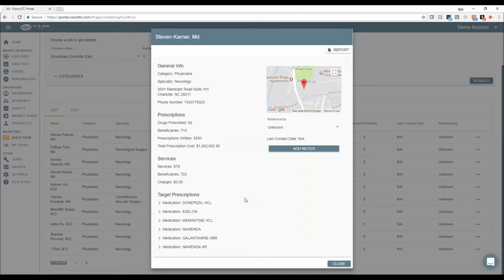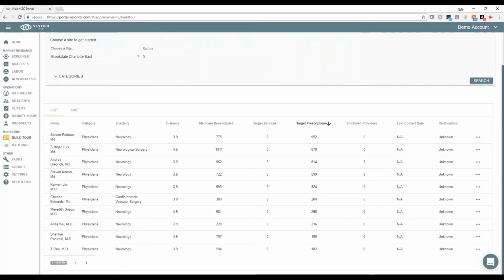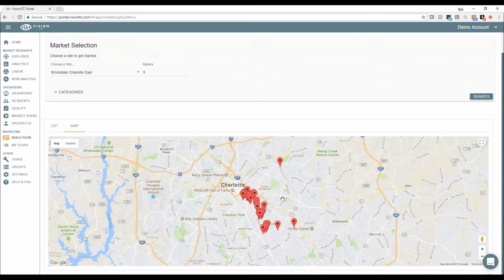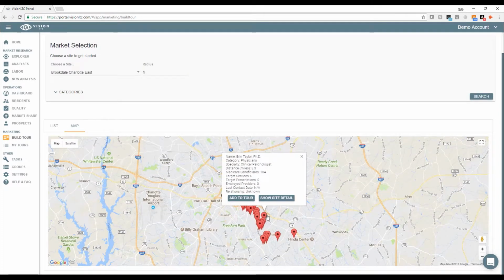We can do the same for the other physicians in the area as well, like Dr. Karner. And we can really build a good understanding of the market, not just in the demand, but also in the professionals and the clients and the prospective residents. If I wanted to see this information on a map, I can do that as well. So if I know my community's located here on the street corner, who's the closest physician to me? What's their specialty? Who are they working with?